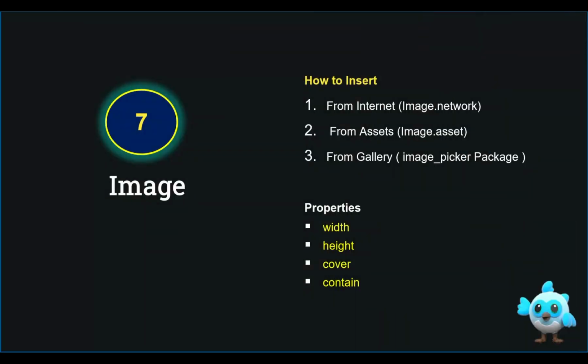In Flutter, an image can be inserted in three ways. One, from the Internet using the Image.network widget. Two, from assets using the Image.asset widget. Three, from the gallery using the image_picker package. Image has properties like width, height, cover, and contain.